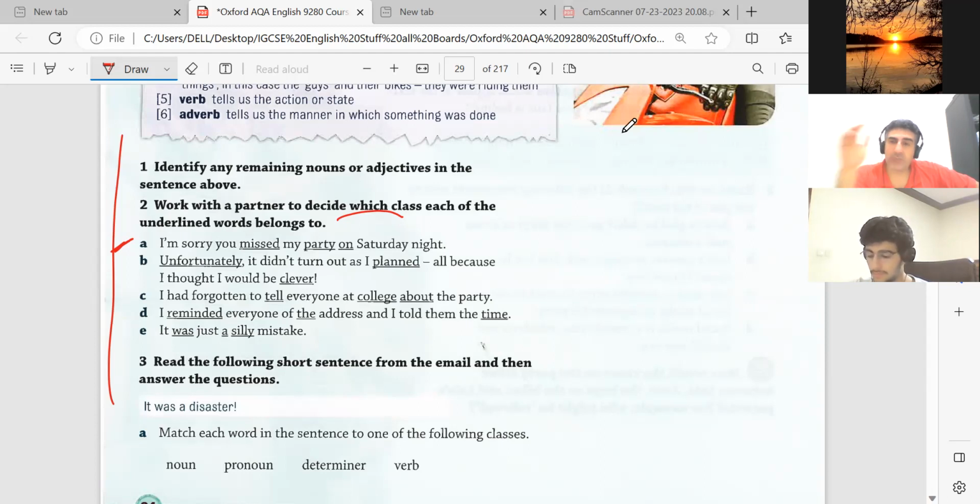Let me know once you finish, please. Doctor, I am confused in option B. I don't know which one to choose. I think it is adjective. Unfortunately. What did you write? I wrote adverb because it ends in ly. Yes, you are right. An adverb.